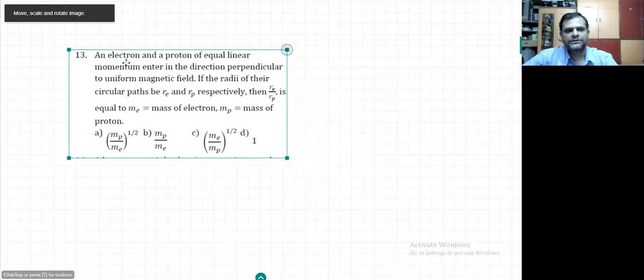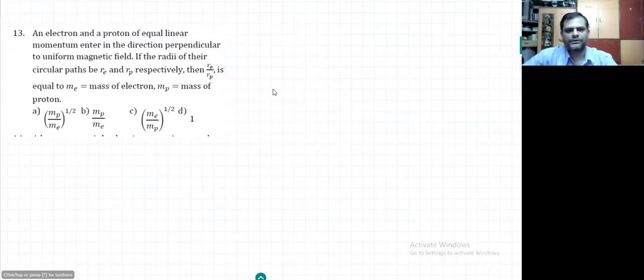Okay, just read the question. An electron and proton of equal linear momentum enter in a direction perpendicular to the uniform magnetic field. If the radii of their circular paths are RE and RP respectively, then what is the ratio of RE to RP, where ME is the mass of electron and MP is the mass of proton? Okay, so all these things are given to us, and we have to find the ratio of the radius of electron and the radius of proton.